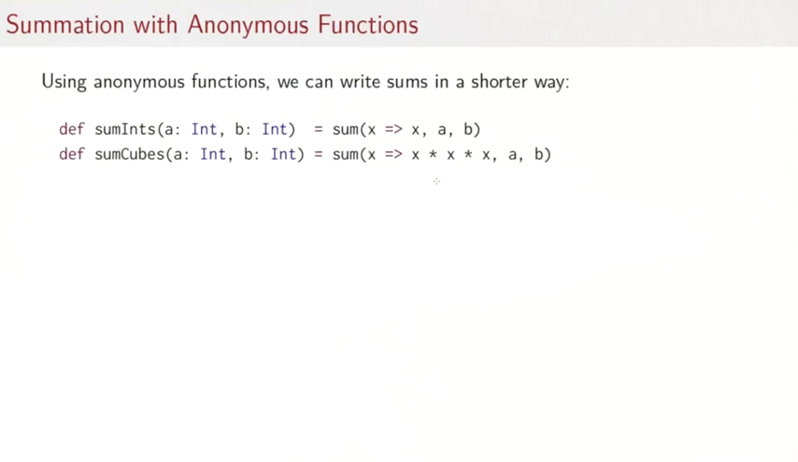So to come back to the sumInts and sumCubes example, using anonymous functions we can write these now in a shorter way. sumInts would be just the function sum, where the function we pass is the identity function written x => x, and the bounds are the parameters, and sumCubes would have as the function parameter x => x * x * x. And if we do that, then we do not need anymore the auxiliary definitions of id or cube.